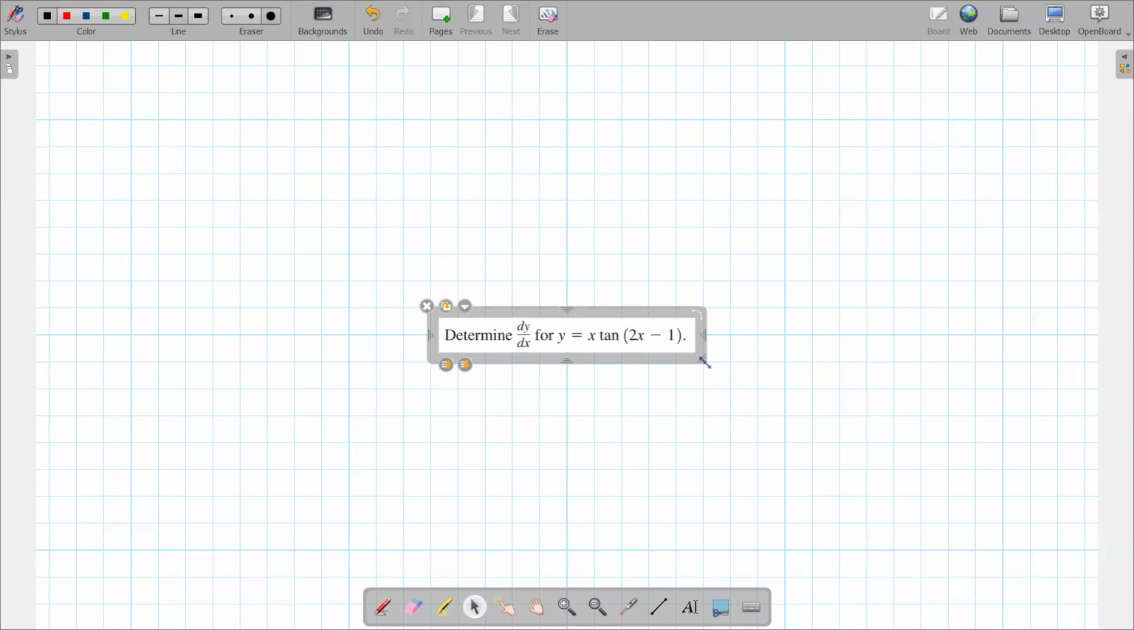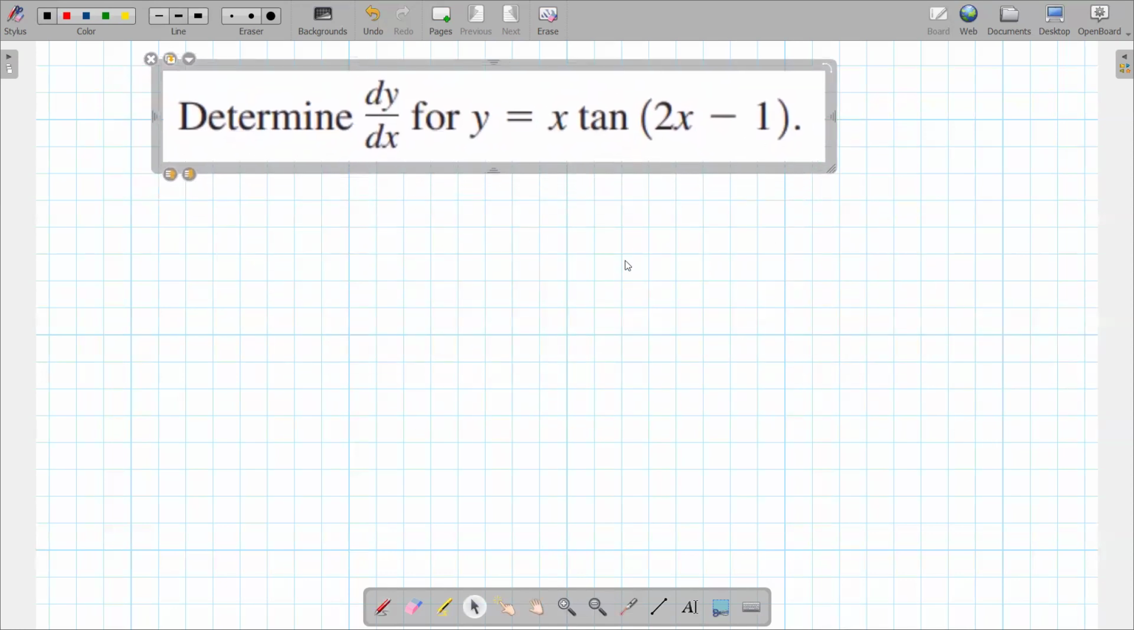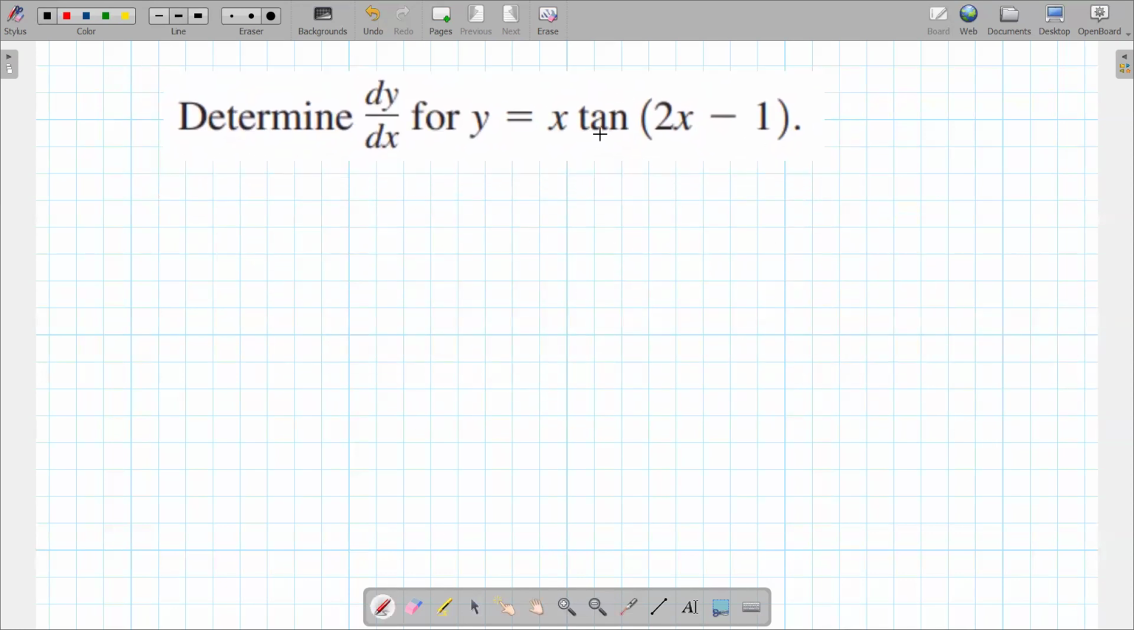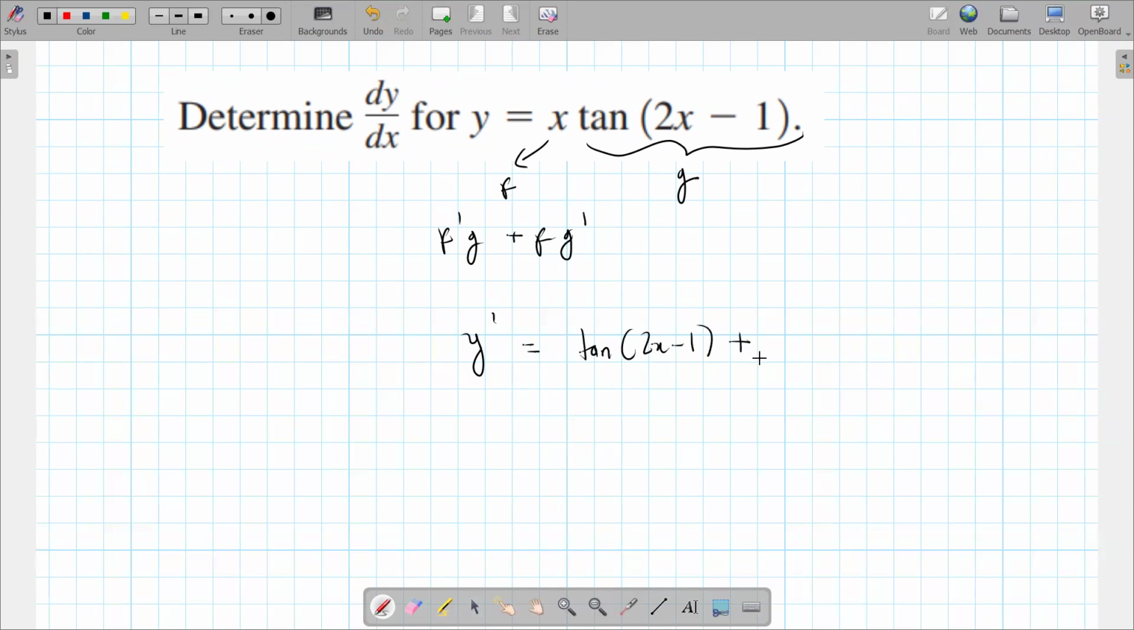This one, you have to use product rule because you're multiplying a linear function with a trig function. So you can say this is f, and you can say this entire thing is g. And remember, product rule is f prime g plus f g prime. So what's y prime here? It's 1. And then you multiply g as it is, so you can even ignore the 1. I'm just going to write tan 2x minus 1 plus x as it is.